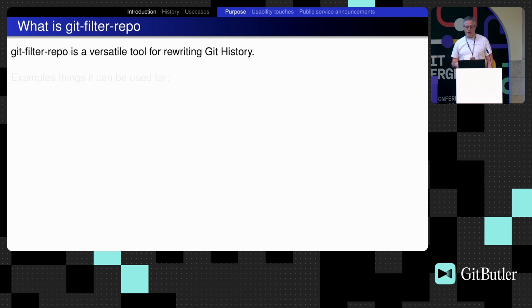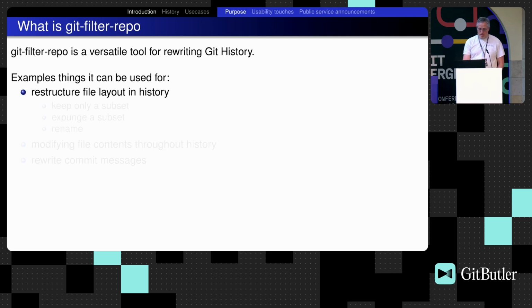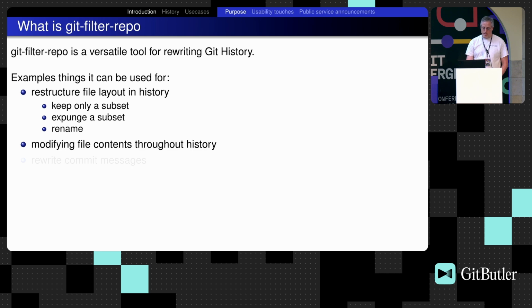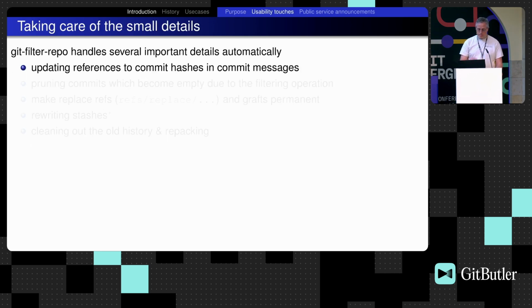Git-filter-repo is used for rewriting history, and has a lot of different capabilities associated with it. A few examples of things it can be used for are restructuring the file layout in history. This might mean, for example, keeping only a subset of your files, or just deleting a small subset of your files, or perhaps renaming things throughout all of history. It might also be used, for example, to modify file contents throughout history, or maybe the commit messages. And there's a number of other things it can do as well.